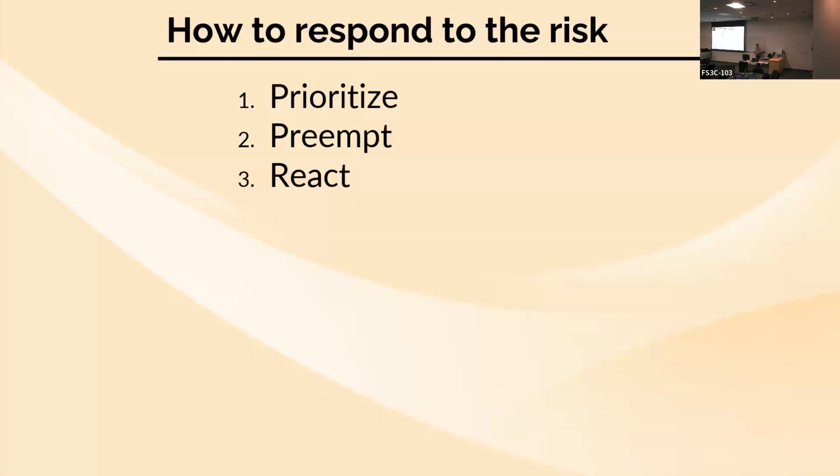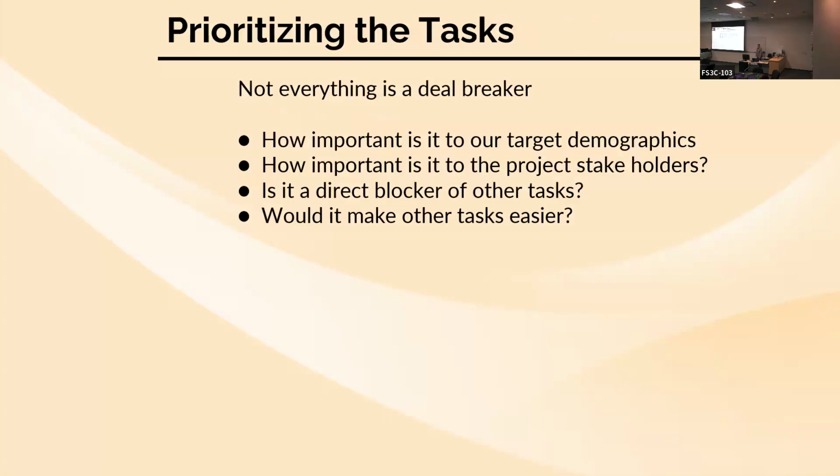So the best way to deal with risk is first by prioritizing things correctly, preempting the risk that's involved in it, and then reacting to the problems as they come up. When you're dealing with prioritization, realize that not everything is a deal breaker. That's one of the things a lot of people struggle with, understanding that not literally everything has to be in the game. Think about what the demographics are, what the stakeholders care about, whether it's a direct blocker to someone else's task, or if it would just make another person's task easier to get done.